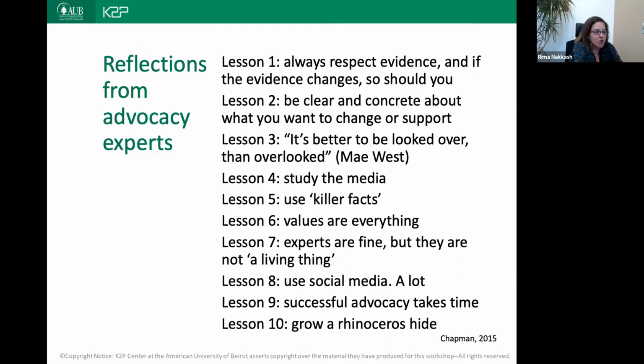Now we have social media, and its use is important, but of course keeping in mind the context we live in: who uses social media, who's exposed, who has access to it. Always feel that advocacy takes time, and the last lesson that Simon Chapman mentioned is to grow a rhinoceros hide. So not to take things personally, and always be hard-skinned.